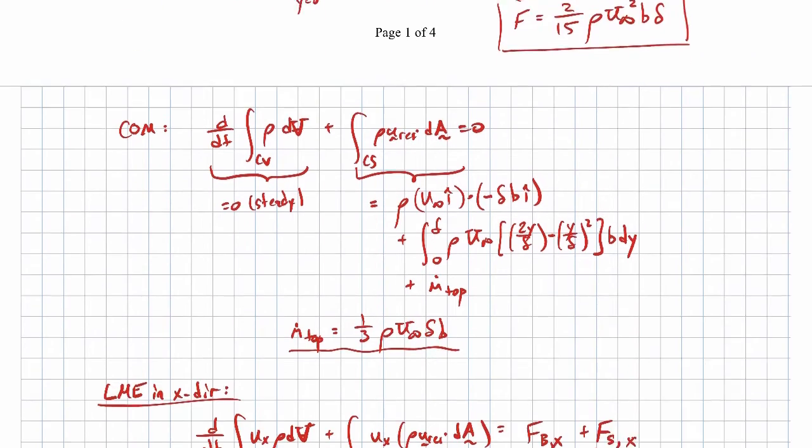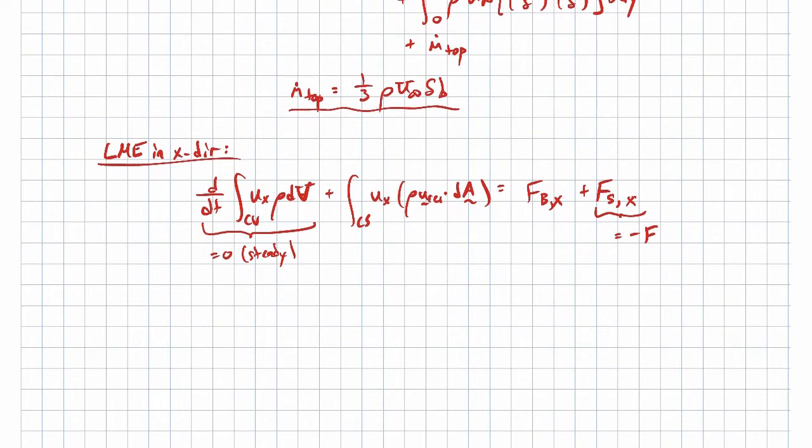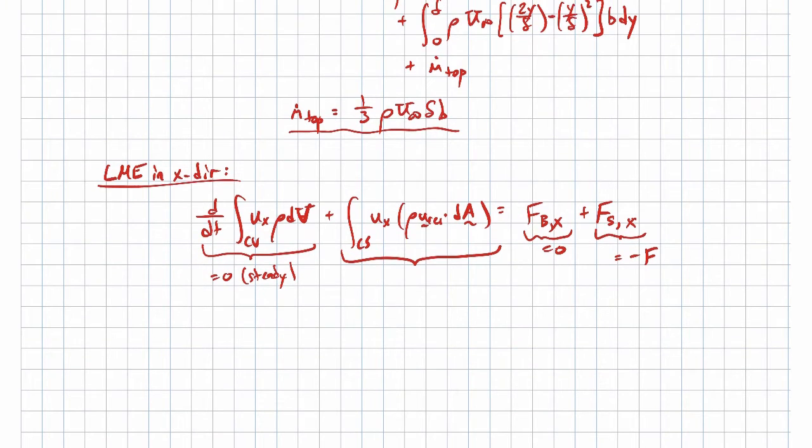And then there are no body forces in the x direction. We've already talked about that. So now we just have to deal with the x linear momentum flux out of the control volume. On the left-hand side, we've sort of worked this before. This will be a u infinity for the ux velocity. I'll highlight that again.